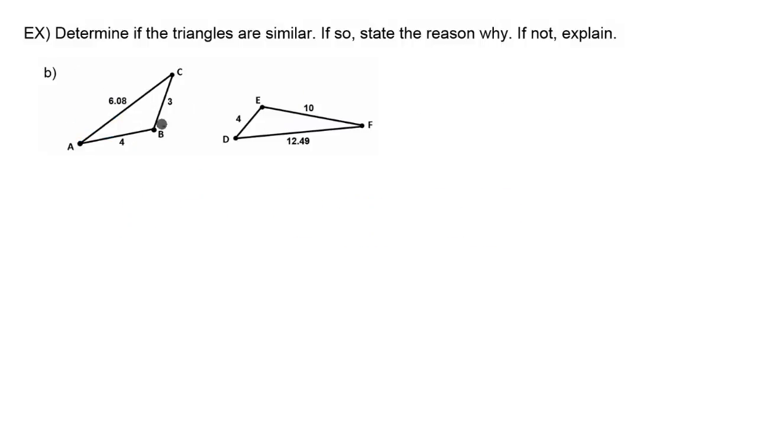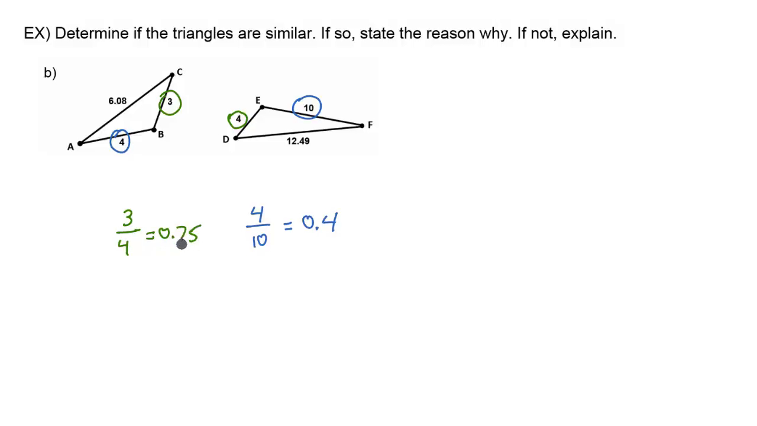In part B, we have all three sides of each of these triangles, so we're going to do the same thing. I'm going to start with my lowest number here to the left, which is 3, and I divide it by the lowest number on my right, which is 4. So 3 divided by 4 is going to be 0.75. Then I take my next number up, which is 4, and I divide that by my middle number here, which is 10, and I'm going to get 0.4 here.